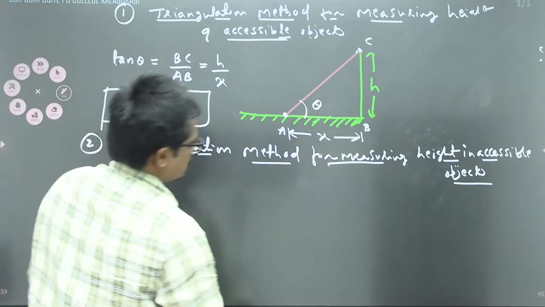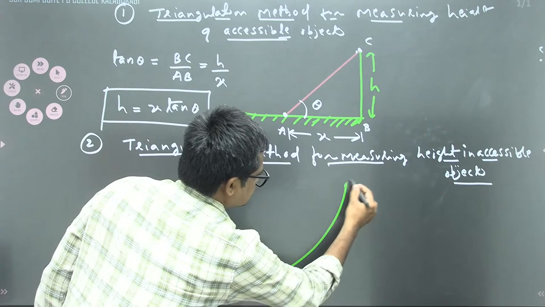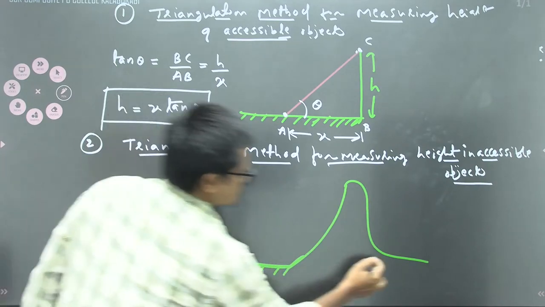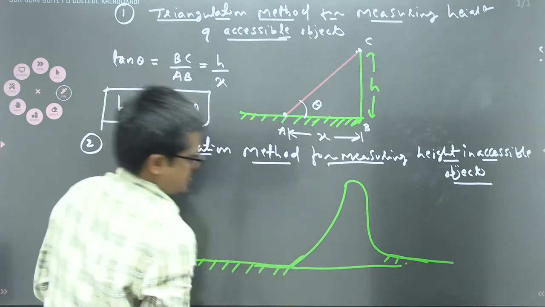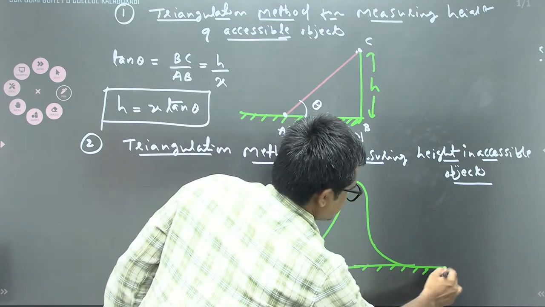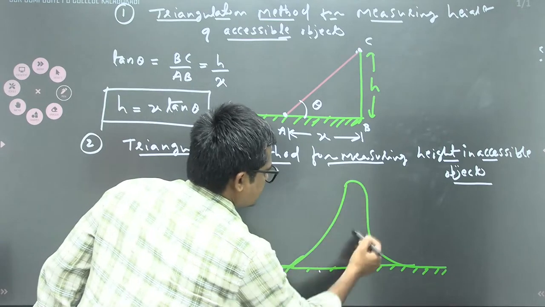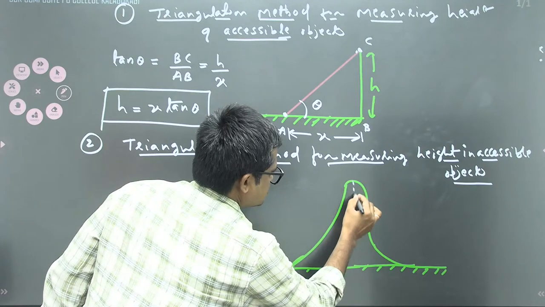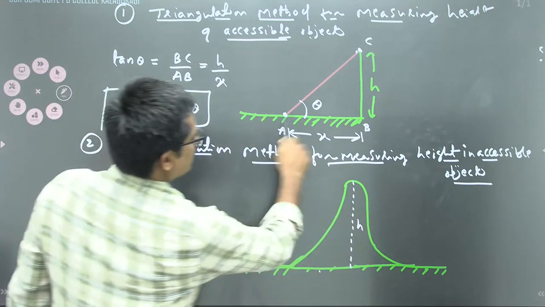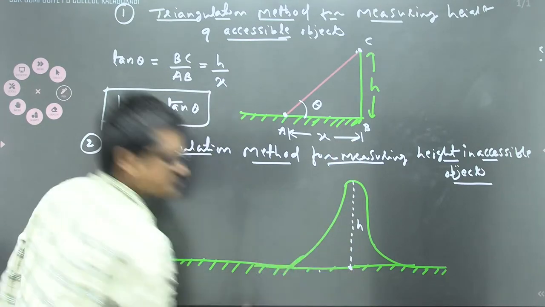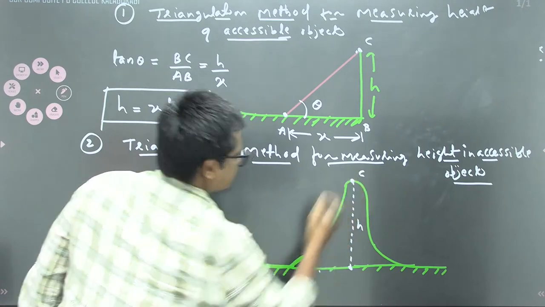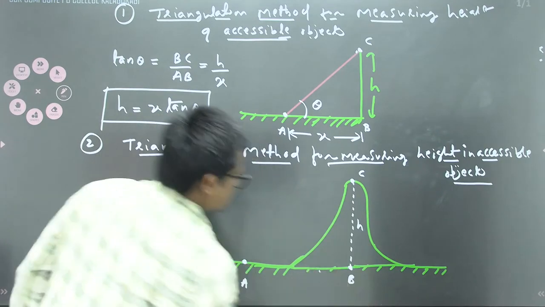In this case, suppose you have one mountain here. It's a mountain, you can say. So this is the ground here. So the height of that mountain I want. So earlier how I found x from the bottom of the tower, is it possible to go to the bottom of the mountain here? Like, for example, from here I'll start observing this tip. Let this tip be C. Let the point where I'm observing be A and let this be B here. Is it possible to find AB distance?